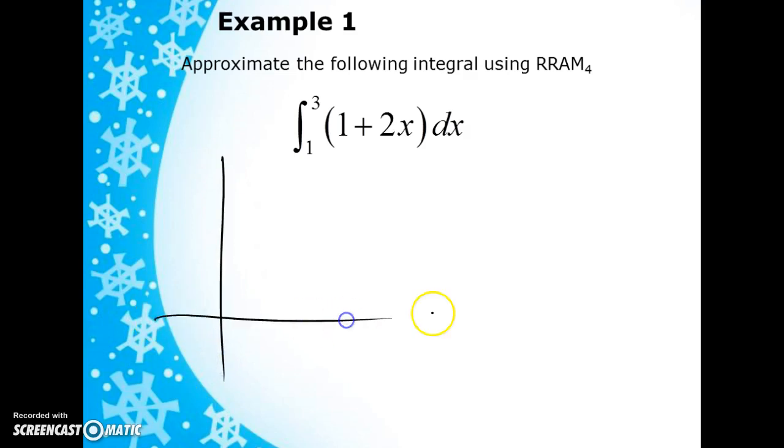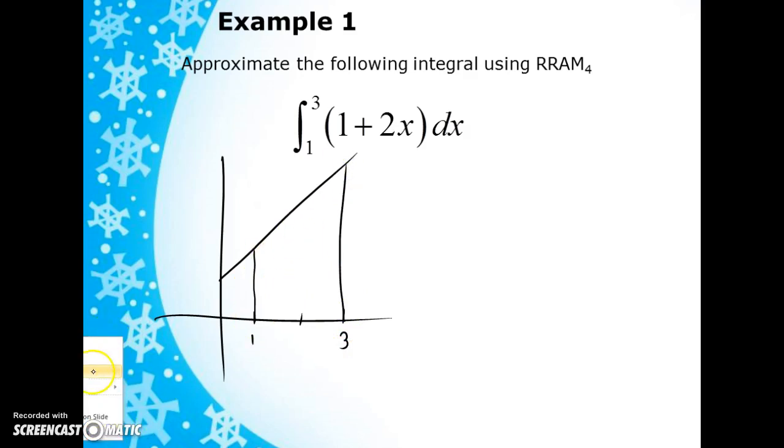So here we have a curve. We've got 1 plus 2x, so you know it's going to look something like that. Starting at 1, and I want to go to 3. It's going to create this trapezoid-looking shape here on the inside. Just to add a little bit of color to it, let's make it yellow. We're going to try and find the area of this yellow trapezoid shape.